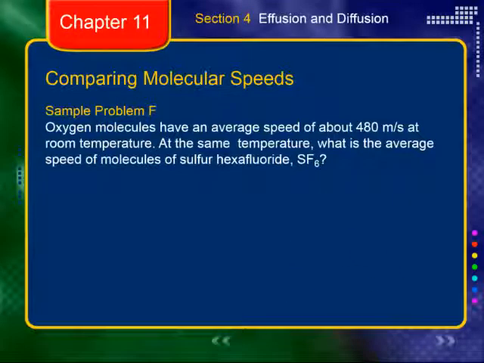Again, look what the question has given us. They've given us a speed for oxygen. Now, we need to remember that oxygen is a diatomic molecule. It's O2. And so we're going to have to calculate the molar mass of oxygen in order to do this calculation appropriately. Remember, O2 has a mass of 32 grams per mole because there are two oxygens there.